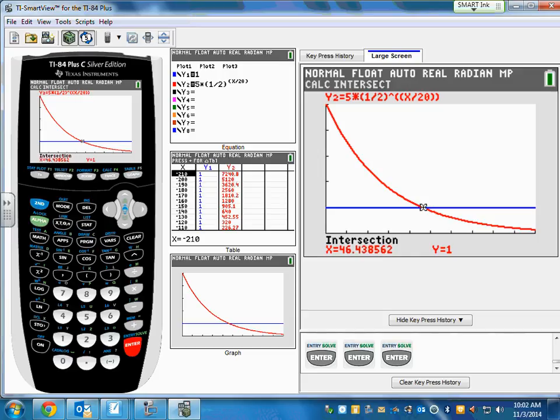But this is what the curve is, though, because it's curve. Well, because these are curves, they're equations, right? That's what I mean. So 46.44 days.